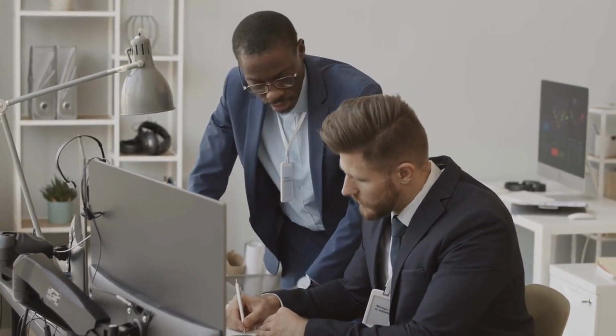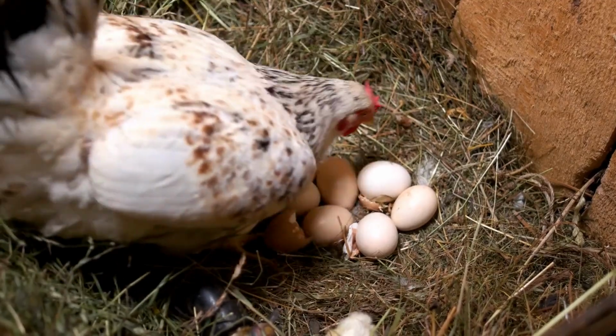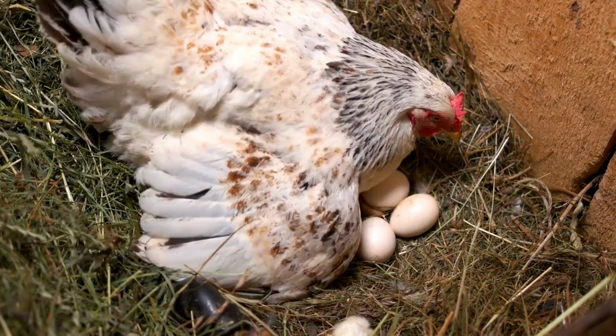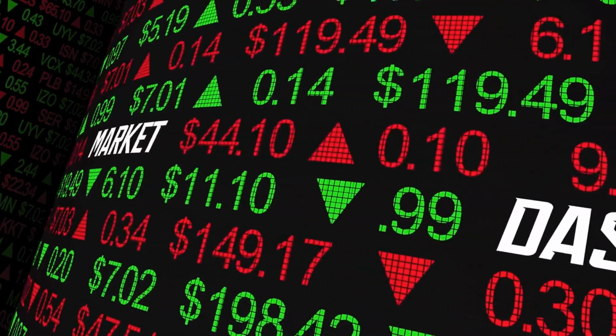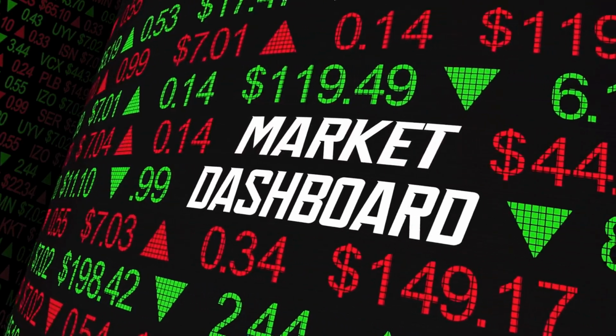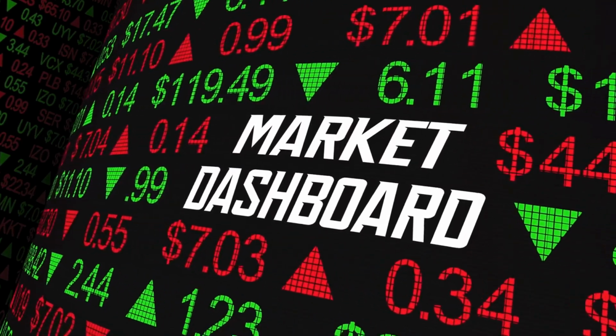This helps me protect my profits and limit my losses if the market suddenly turns against me. Finally, I always diversify my trades by trading different currency pairs and using different trading strategies. This helps me spread out my risks and avoid putting all my eggs in one basket.